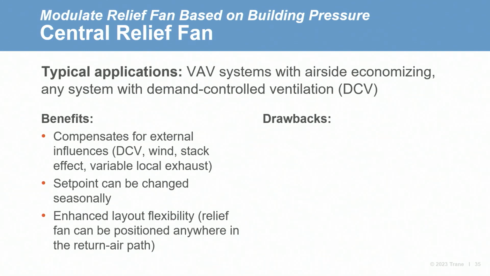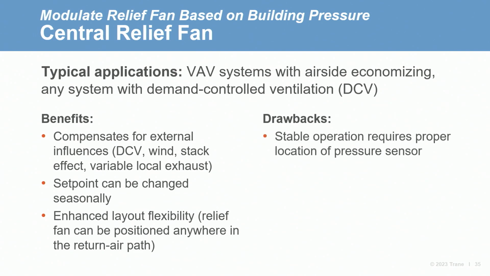This is because a relief fan can be positioned anywhere along the return air path, while a return fan must be located between the nearest zone and the air handler. With this control method, proper location and selection of the indoor and outdoor pressure sensor is important for stable control. We'll discuss this a bit later in the program.